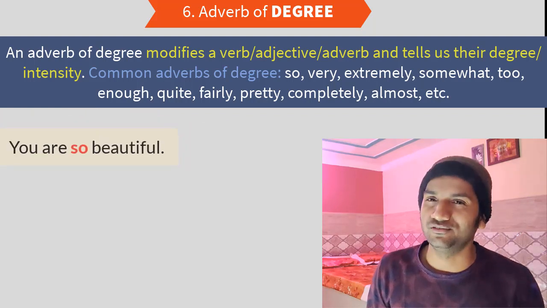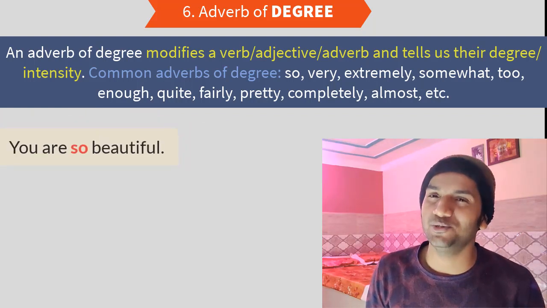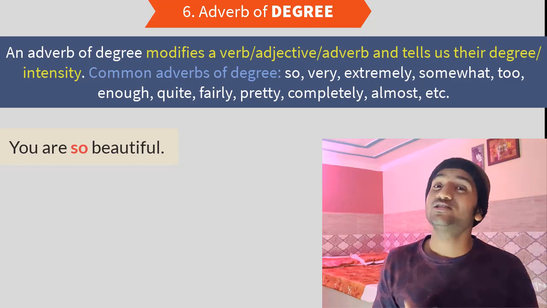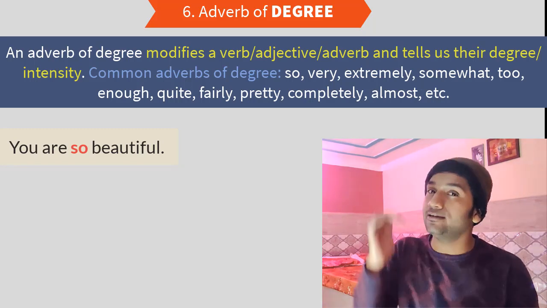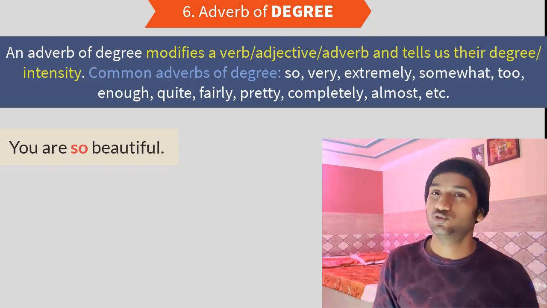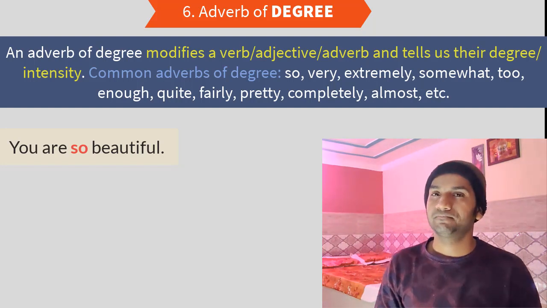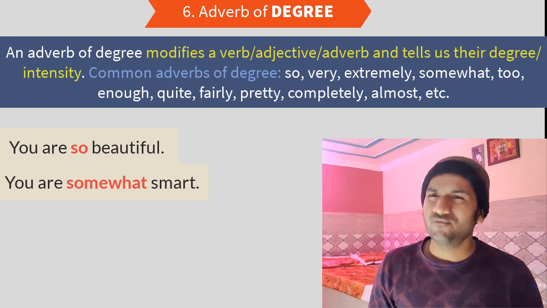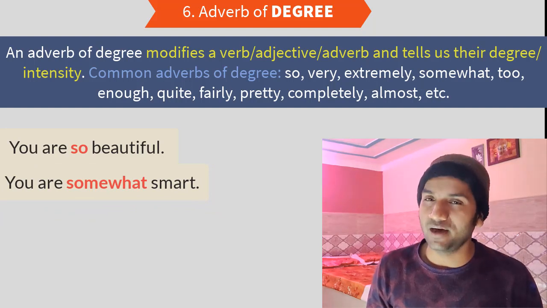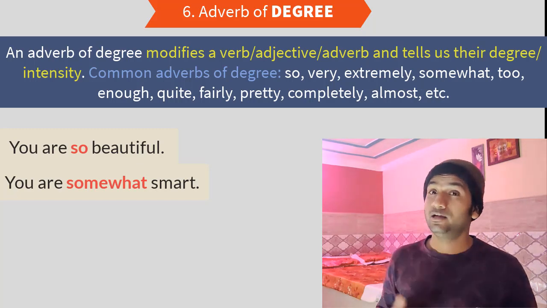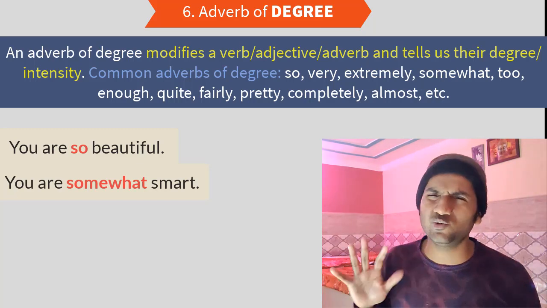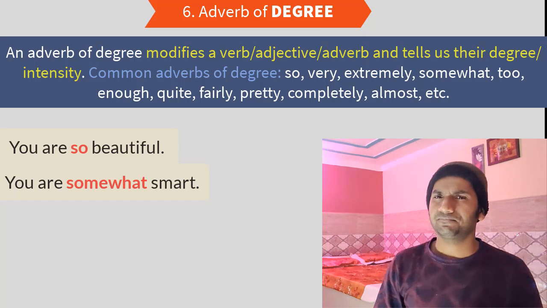You are so beautiful. Beautiful, so beautiful. Talking about the degree of the adjective. So beautiful. "So" is an adverb here. You are somewhat smart. You are smart. You are somewhat smart. I mean, you're not very smart. You're not extremely smart. You are somewhat smart.